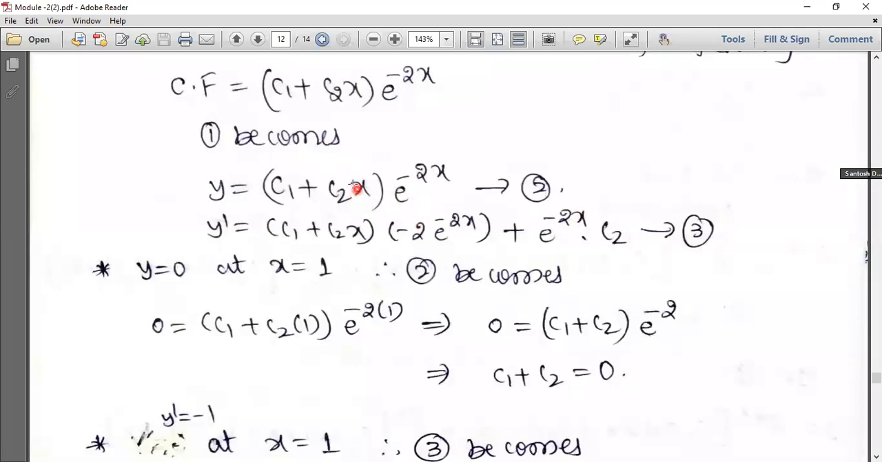So what is the differentiation of this? This is 0, plus C2. Derivative of x with respect to x is 1. So 0 plus C2 will be C2.